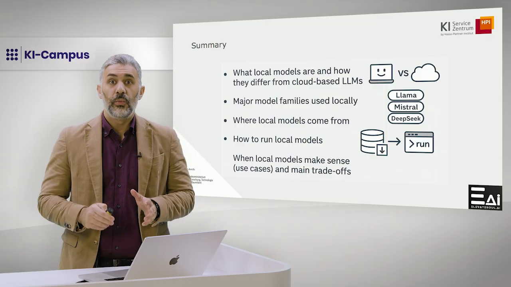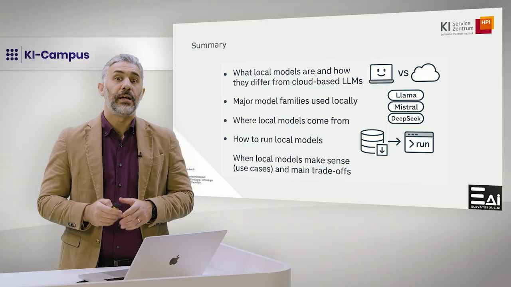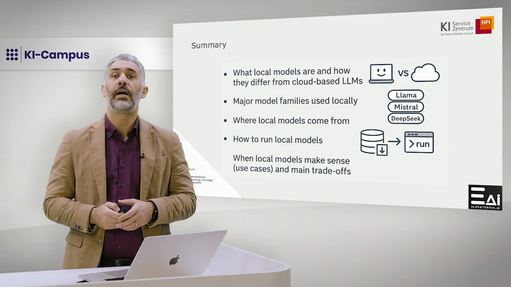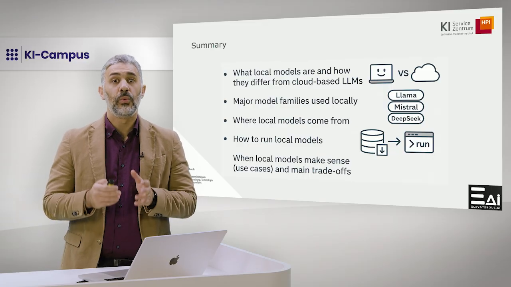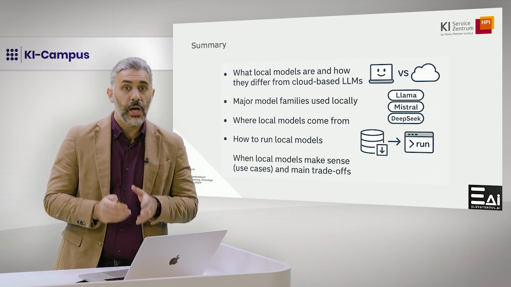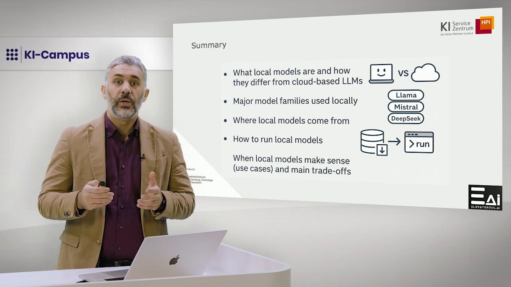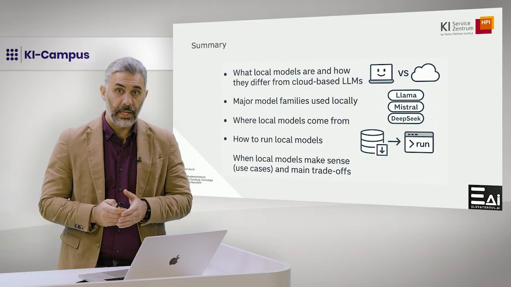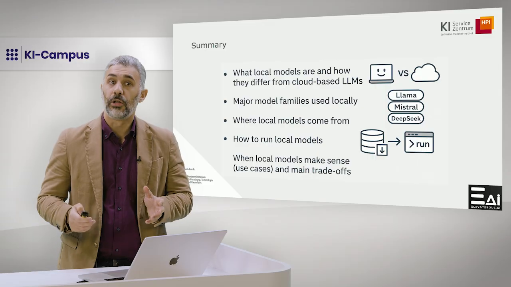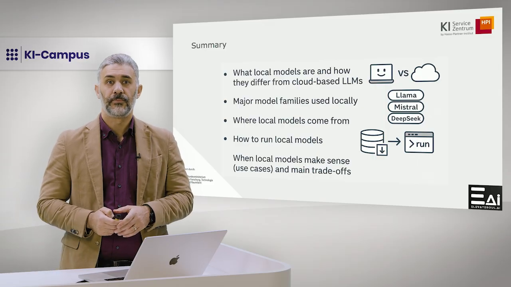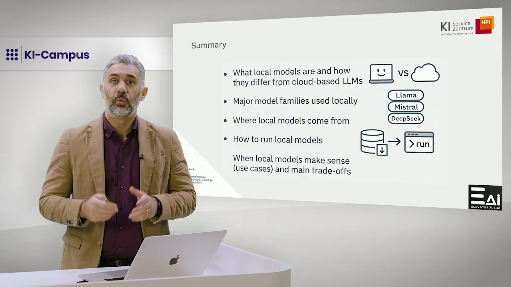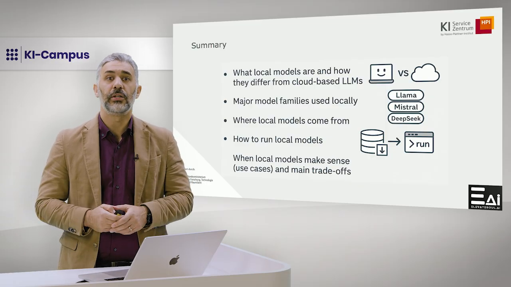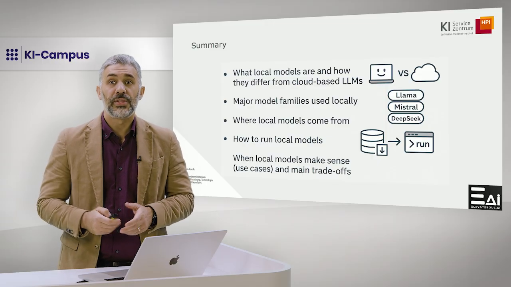In this video, we introduced the core ideas behind local models and why they matter in the context of Agentic AI. We looked at the major families of local models. We also covered where these models come from and how they are distributed. We examined how local models are run in practice, focusing on the role of a local inference server like Ollama. And finally, we discussed when local models make sense and highlighted the key trade-offs, including lower model performance and hardware limitations.